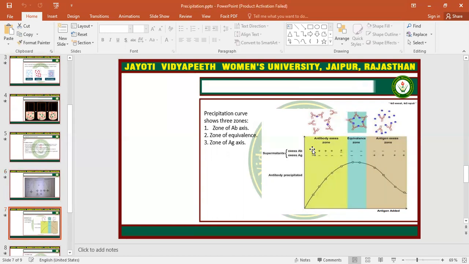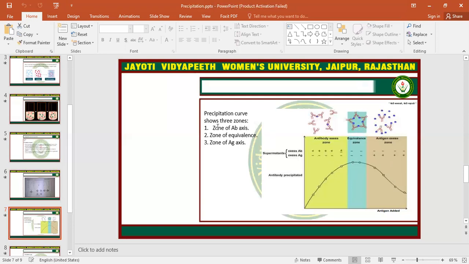In numbers 1 and 2, the concentration of antibody is higher, so it has a zone of antibody excess. It's found in the antibody excess region. In the third number tube and in the 4 and 5 number tubes, the antigen concentration is high, so it is showing the zone of antigen excess. In tubes number 1 and 2, the concentration of antibody is higher.